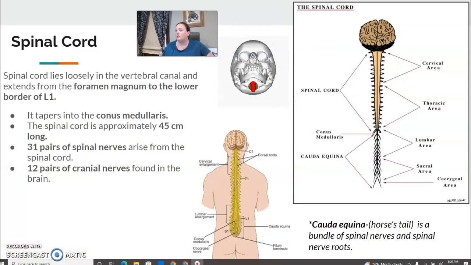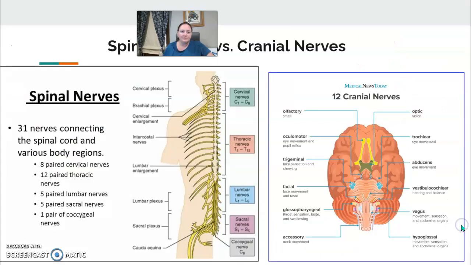The spinal cord lies from the foramen magnum to the border of L1. It tapers at the conus medullaris. It's about 45 centimeters long. There are 31 pairs of spinal nerves and 12 pairs of cranial nerves. The cauda equina, horse's tail, is a bundle of spinal nerves and spinal roots, so you might see that labeled as well.